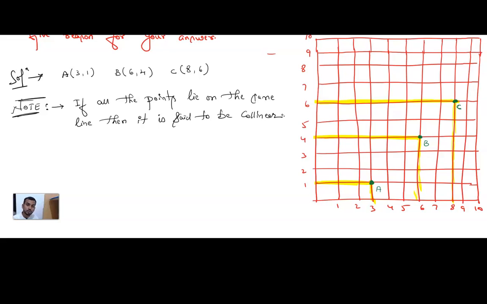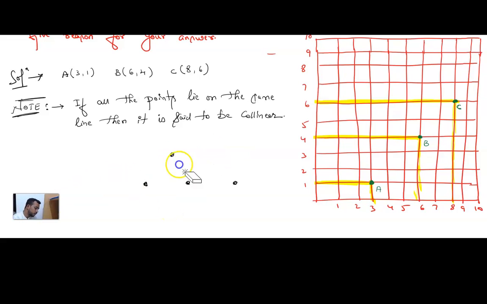Sometimes they may ask you to prove the given points are collinear. Like that also they will ask you the same problem. Collinear is nothing but they are lying on the same straight line. Example, if this is the line, all the 3 points should lie on the same line. If this is the line, all these 3 points should lie on the same line. That is called collinear.